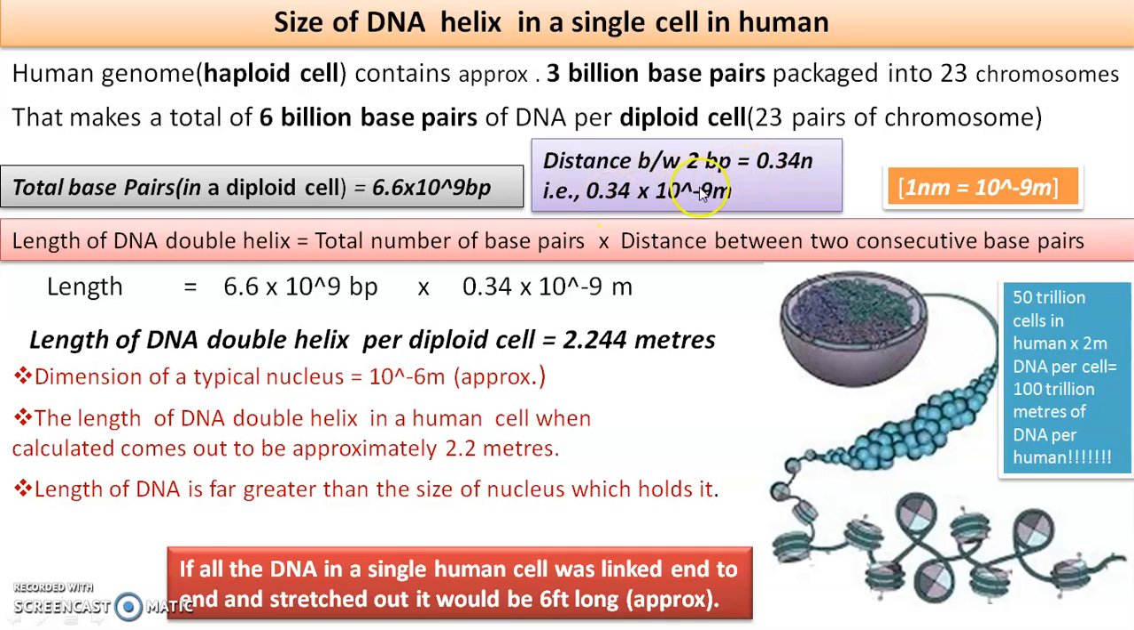The distance between two base pairs we already know. We have done this in the previous frame; convert it into meters. Now, the length of the DNA double helix, the same formula: total base pairs into the distance between the two. So you can easily calculate the length of the DNA because you have the total number of base pairs, that is the genome size as 6.6 into 10 raised to the power 9, and you have the distance between consecutive base pairs. Multiply this and you get around 2.2 meters, a little more. So that is the size of the DNA in one diploid cell.